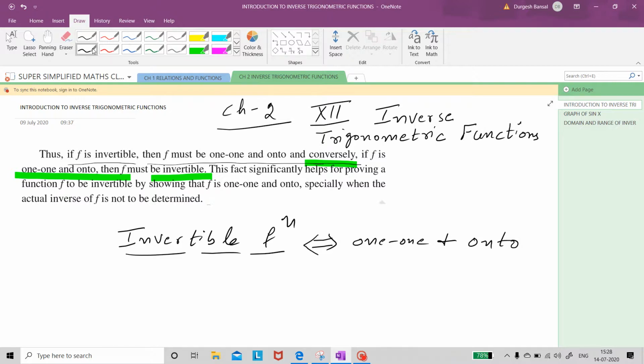Suppose the function is not 1-1 and onto, then we have to do something to its domain. We have to restrict its domain to make it 1-1 and onto somehow. So let us see how I can make a function 1-1 and onto if it is not. So we have to examine the bijectivity, or 1-1 and ontoness, of trigonometric functions one by one.